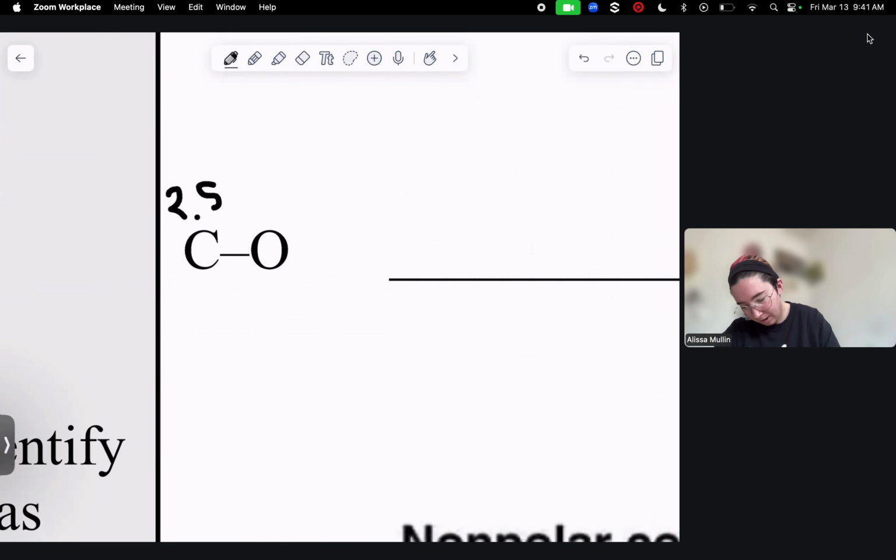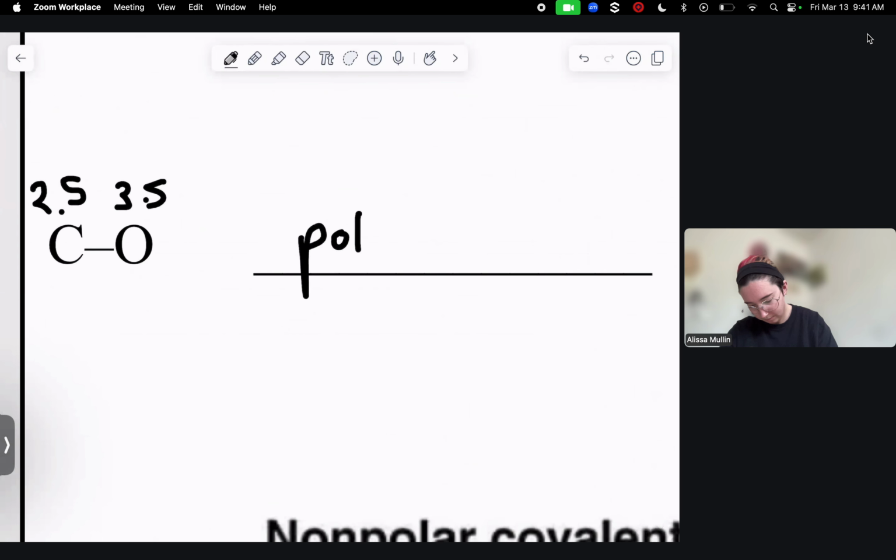So, what's the difference between their electronegativity? It's 1, right? 3.5 minus 2.5 is 1. And 1 is bigger than 0.4. So this one is called a polar bond.